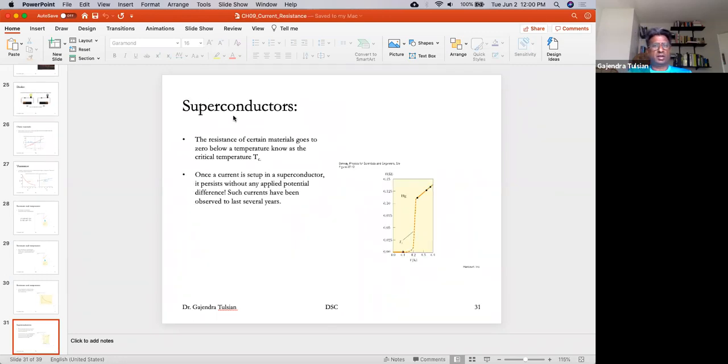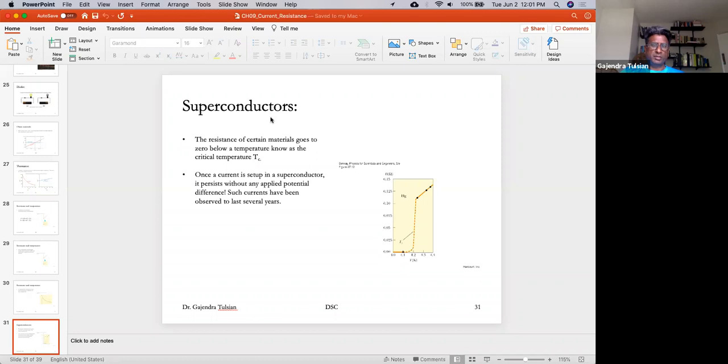Okay, so here are some very interesting materials, something called superconductors. Here's the resistance of this material. This is for mercury, which is where superconductivity was first discovered. These are extremely low temperatures. This is 4 degrees Kelvin, so that's minus 269 degrees Celsius. What you find is that if you decrease the temperature below a critical temperature, the resistivity of this material suddenly drops to zero.